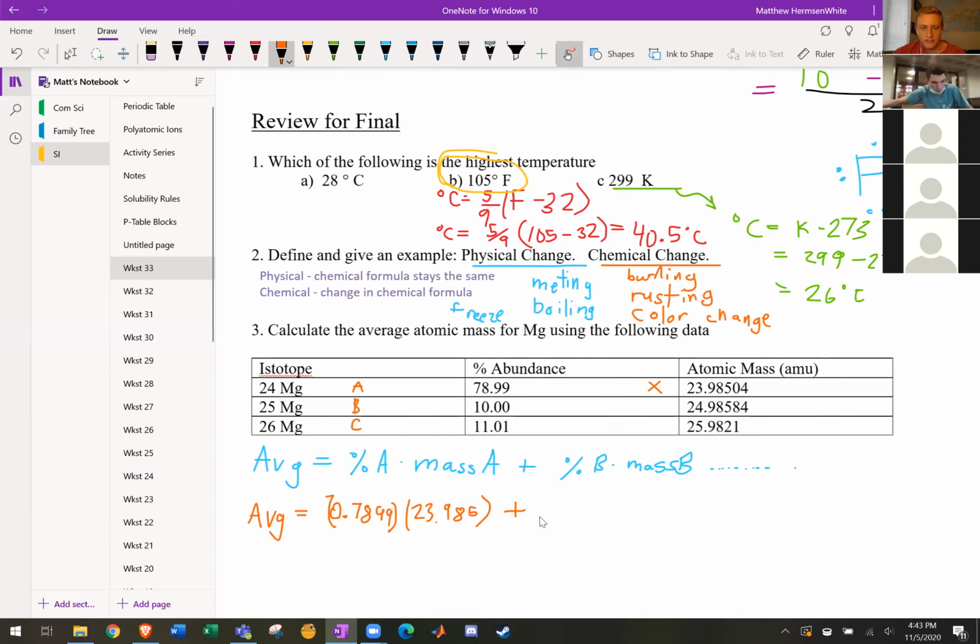Then the second one, part B, which is 10%, says 0.100 times its mass, which is 24.985, about. Again, when I'm putting it in my calculator, I'd probably use the full numbers. And then the last one, 11%, 0.1101 times its mass, 25.98. So we're just stringing those all together and then putting in the calculator. And when you do that, you should get an average atomic mass of 24.305 atomic mass units.